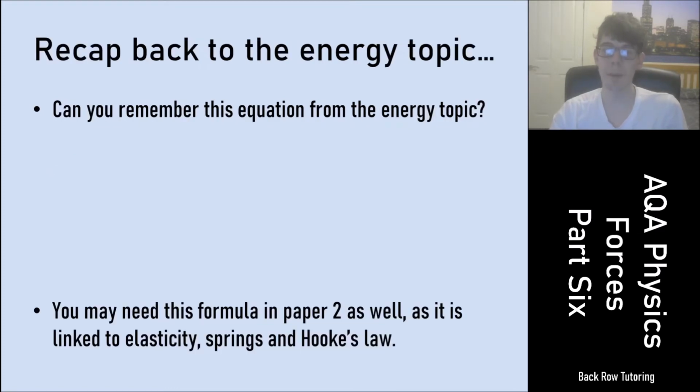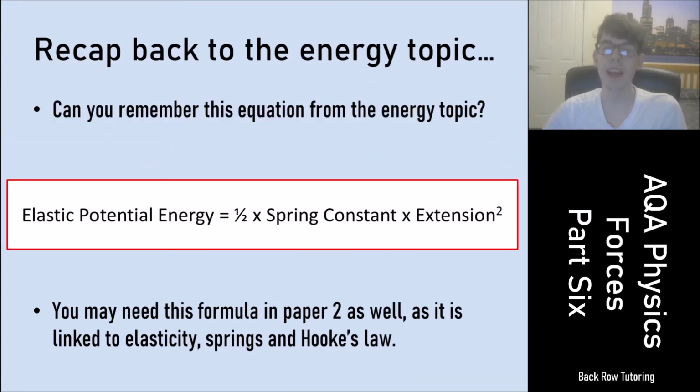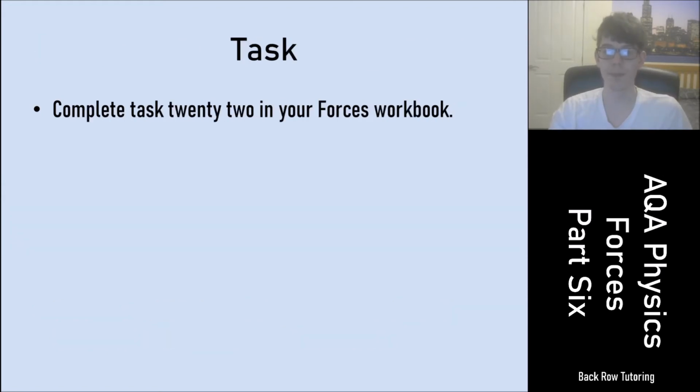So now we're going to have a recap back to the energy topic. Can you remember the equation for energy in a spring? Well, here it is. The elastic potential energy is equal to half the spring constant multiplied by the extension squared. And as well as paper 1, this could come up in paper 2 as it appears in both energy and forces. So, you need to know that equation, so I would recommend learning it. If you're following along in your revision workbook, pause the video now and complete task number 22 in your forces workbook.